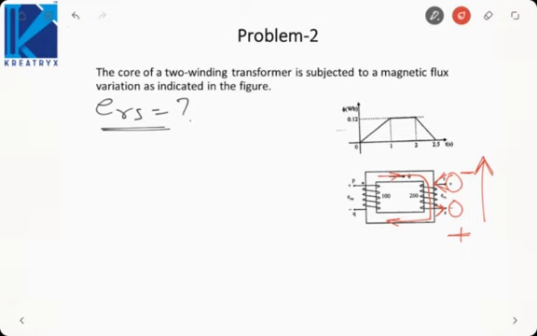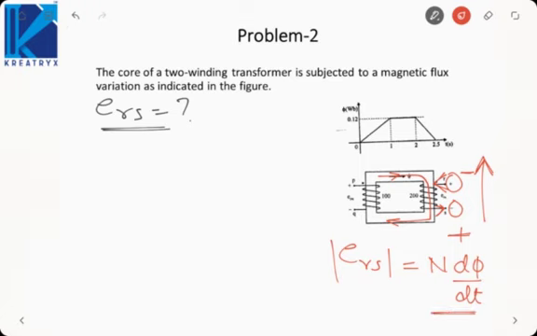Then current will always come out of the positive terminal of the secondary and it will go into the positive terminal of the primary. That way you can identify the positive and negative terminal. Then the EMF magnitude will be N into d phi by dt, simply. After identifying the polarity, just calculate the magnitude.